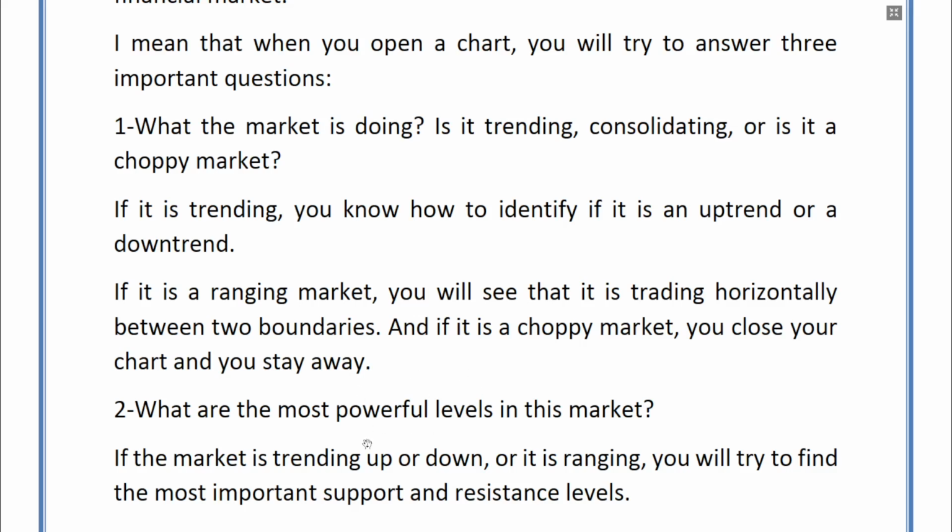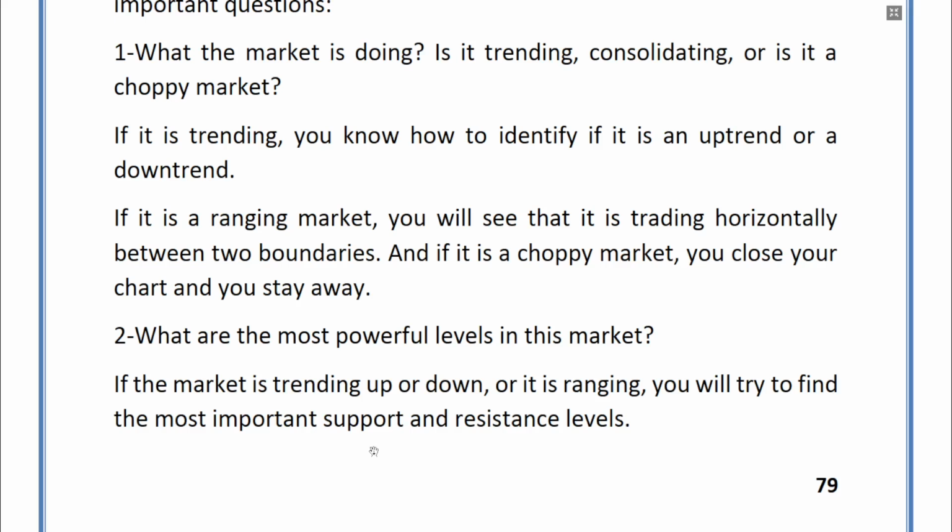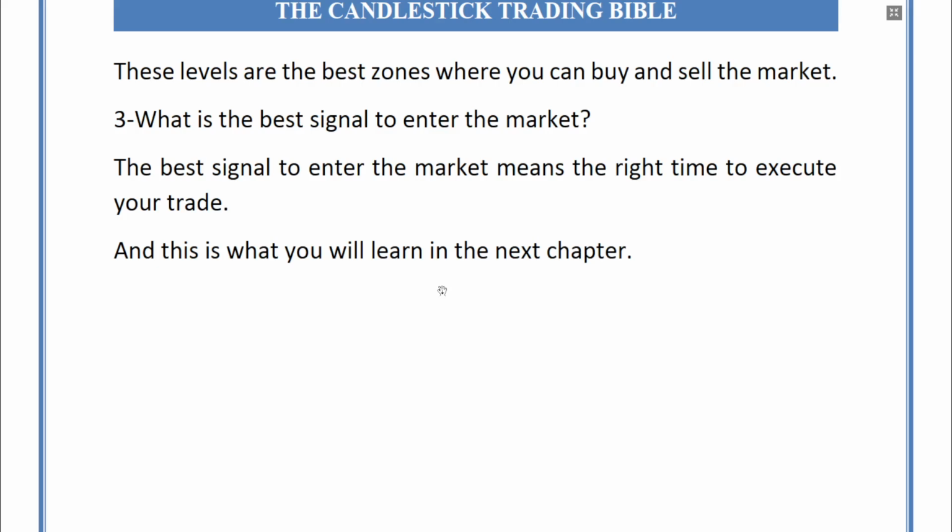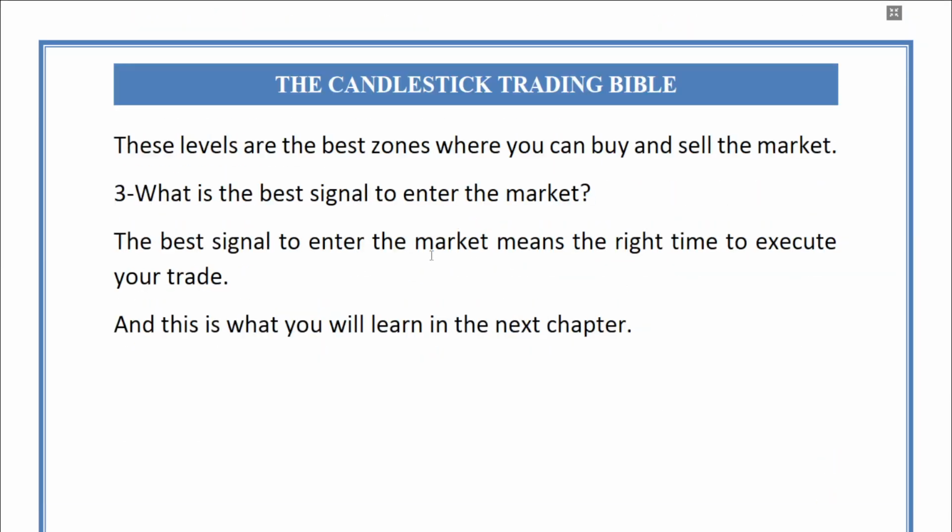Now, what are the most powerful levels in this market? If a market is trending up, listen carefully, guys, or down, or it is ranging, you will try to identify the most important support and resistance levels. I'll repeat. If a market is trending up or down, or it is ranging, you will try to find the most important support and resistance levels. These levels are the best zones where you can buy and sell the market.